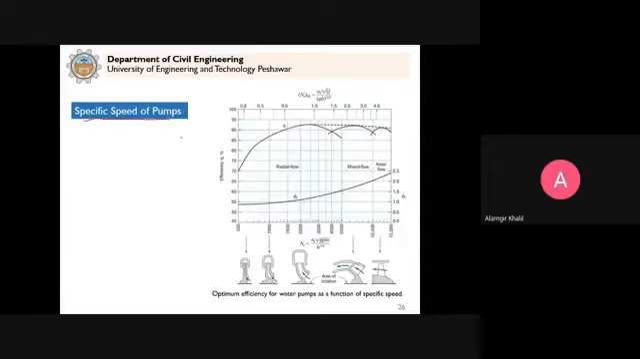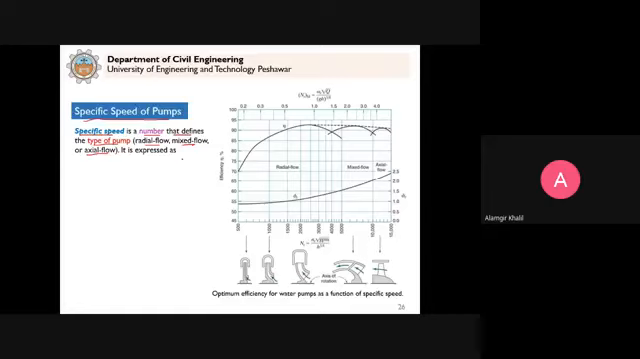Next, we study the very important specific speed of a pump. Specific speed is a number, as you can see here. This number helps us to select a suitable pump. For this purpose, this concept is used. Specific speed is a number that defines the type of pump, whether it is radial flow, mixed flow, or axial flow.